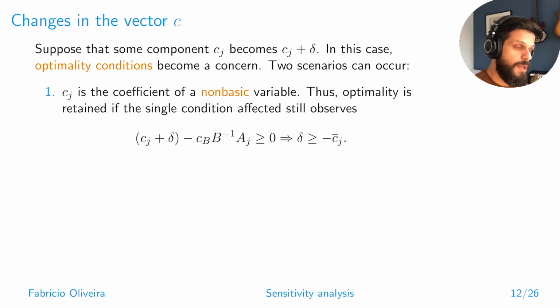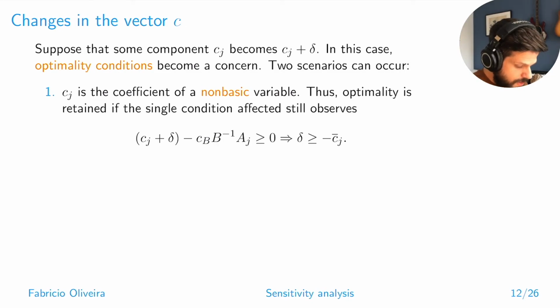So we stopped there because all your non-basic variables had positive, no negative reduced costs. But if, when you're making this perturbation, you make your reduced cost flip sign, then that basis is not going to be optimal anymore. So it's just the optimality condition.